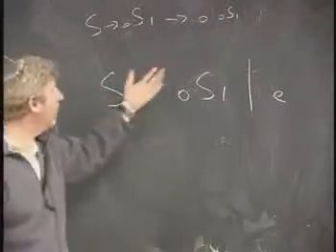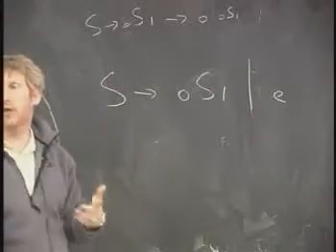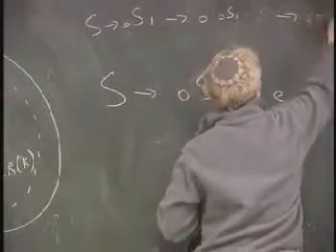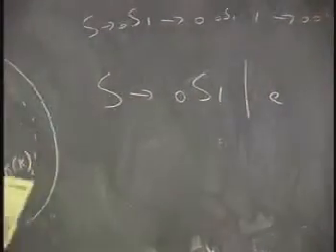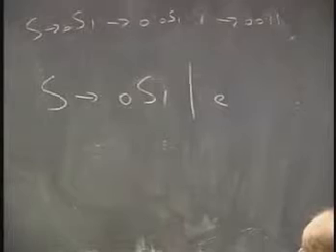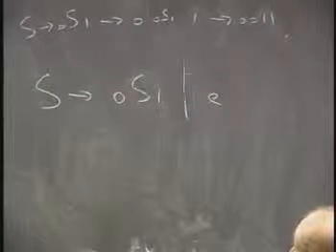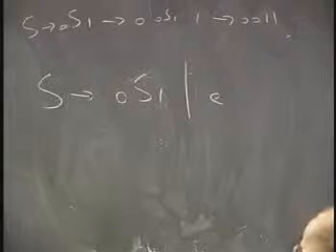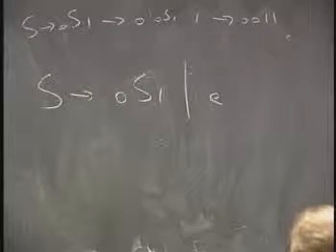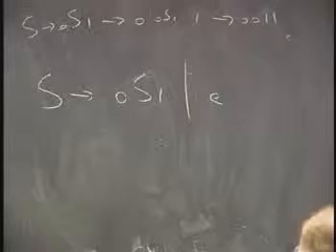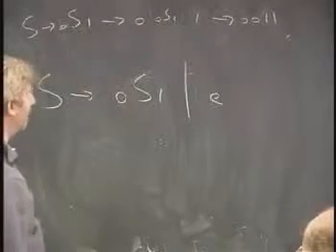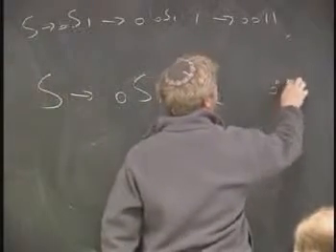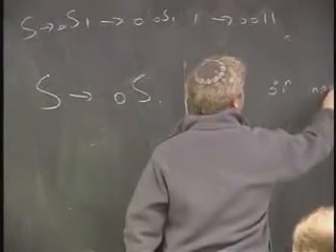I could stop at any point and make S go to the empty string. And then I'd get a full derivation of a string. I could do it now. And I get 0011. So this grammar generates 0011. What else does it generate? 0^n 1^n. Right. It generates any equal string of zeros followed by the same number of ones, including the empty string. So this is the language 0 to the n, 1 to the n, n greater than or equal to 0.